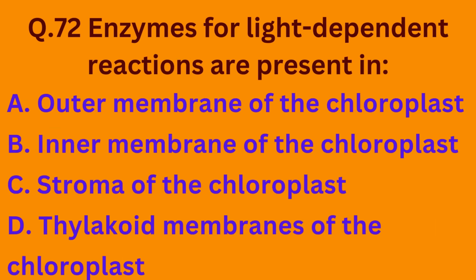Coming to our next question, question number 72. Enzymes for light-dependent reactions are present in option A, outer membrane of the chloroplast. Option B, inner membrane of the chloroplast. Option C, stroma of the chloroplast. Option D, thylakoid membranes of the chloroplast. So the correct option is option D, thylakoid membranes of the chloroplast.